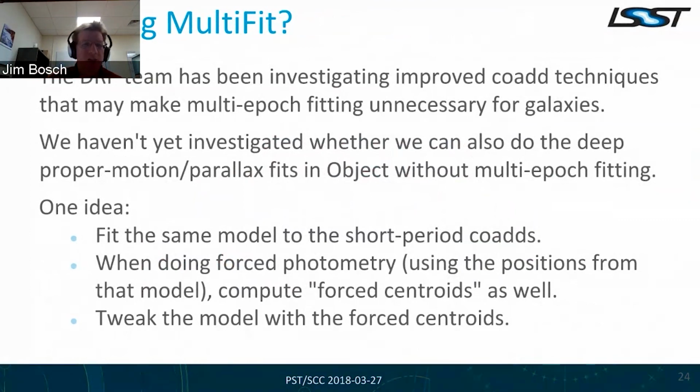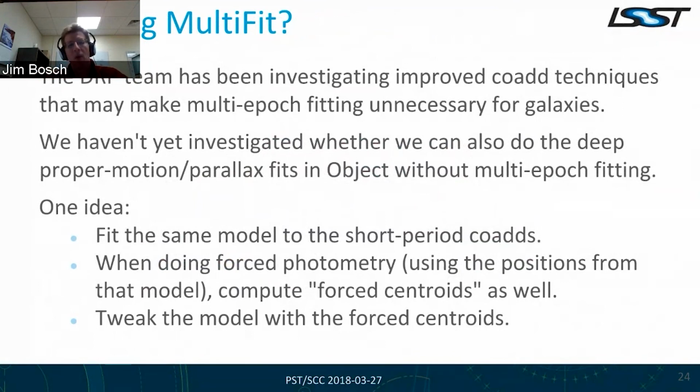So the basic idea is that you fit the same forward model, PSF convolved, to the short period coadds instead of to all of the input epochs. And that doesn't give you as much of a constraint, because on any one of those short period coadds, things are smeared out slightly by the motion. But I think you can get quite a bit from that, because at least for most things, most stars, things aren't moving very far in those short period coadds.